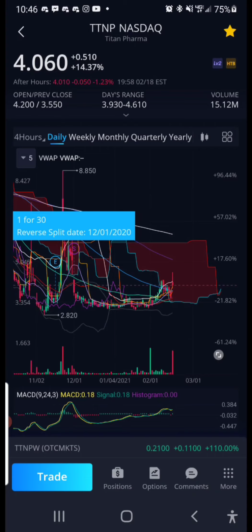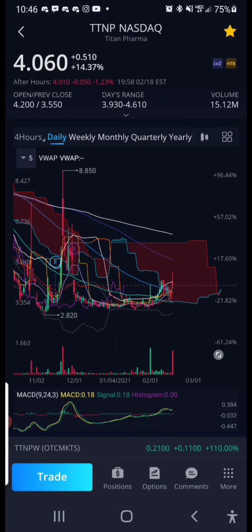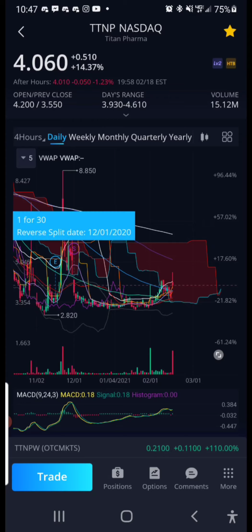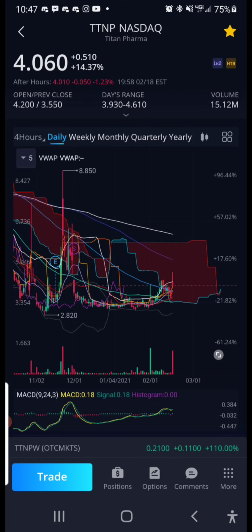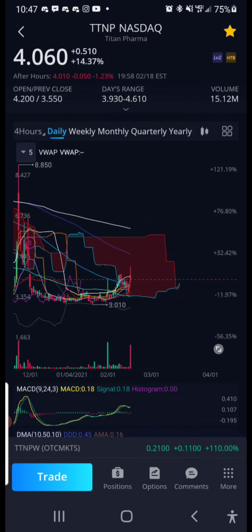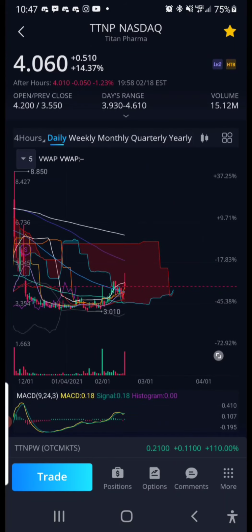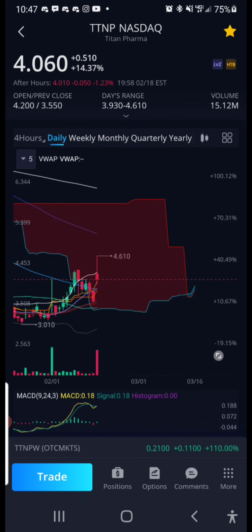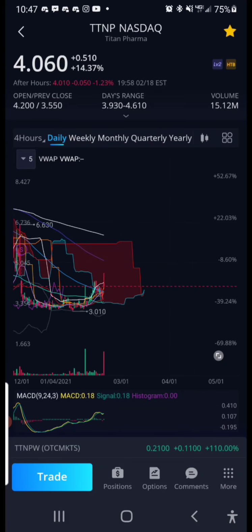1 for 30. So that takes one share and makes them into 30 shares at a lower price. If it was 30 for one, it would take 30 shares and make them into one share at a higher price. Those are the ratios. So this daily chart is looking like it's not quite ready to break out yet.